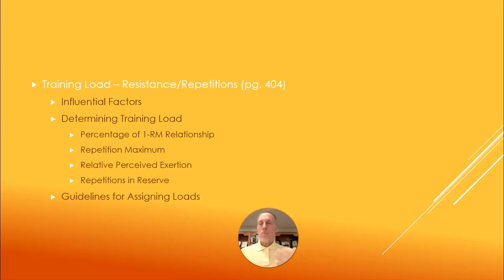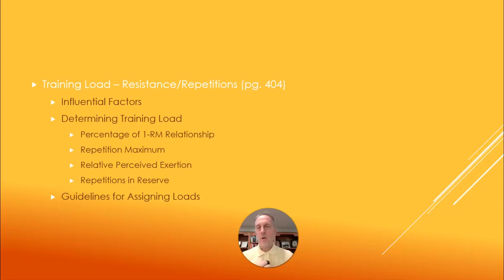When you determine your training load, you talk about having a percentage of a one rep max, and it's not just randomly going in to grab a dumbbell and grab weights. You talk about different ways to actually classify what it is you're doing. So it can be a percentage of a one rep max. It can be a repetition maximum. It can be based off of RPE, relative perceived exertion, just how hard it was to push that weight. And then repetitions in reserve is another strategy as well.